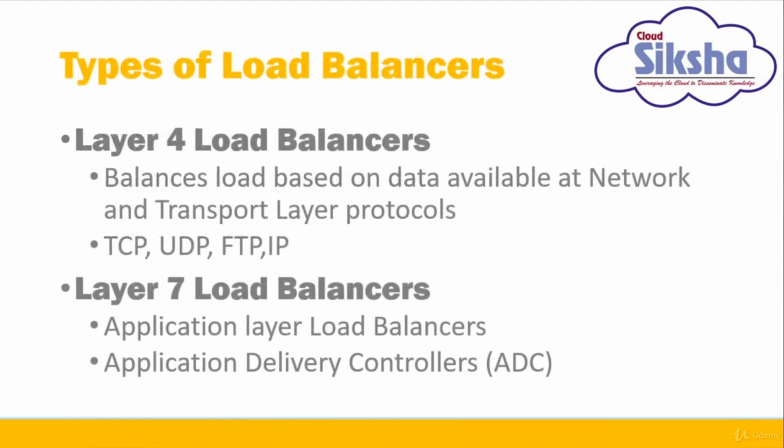There are 2 types of load balancers here. One is known as a layer 4 load balancer. This balances load based on the data which is available on the network and the transport protocols. That is, it will check a TCP packet, or it will check a UDP packet or an FTP packet, and based on that it will do the load balancing.